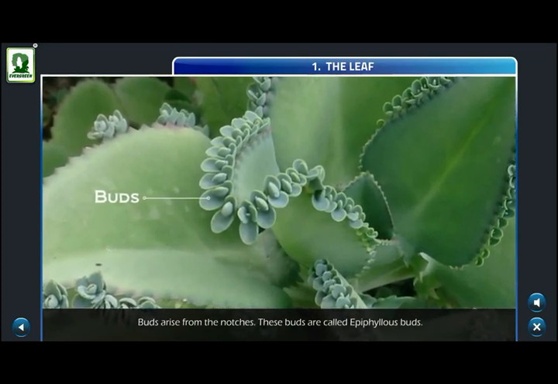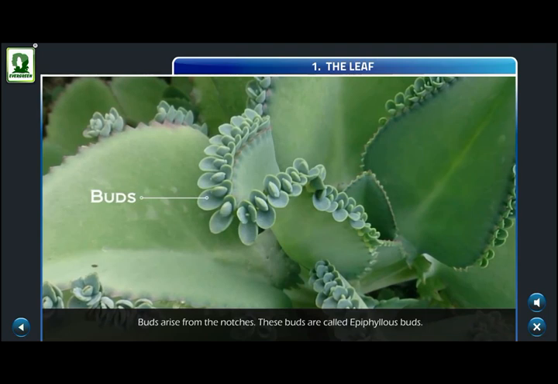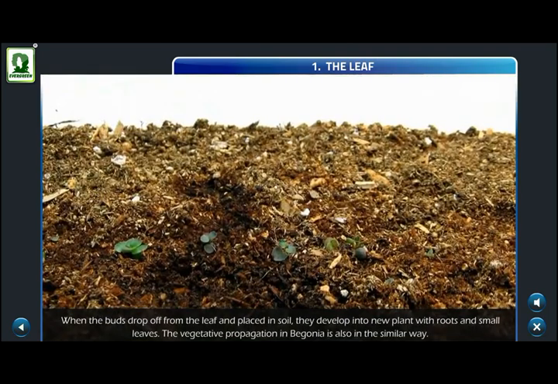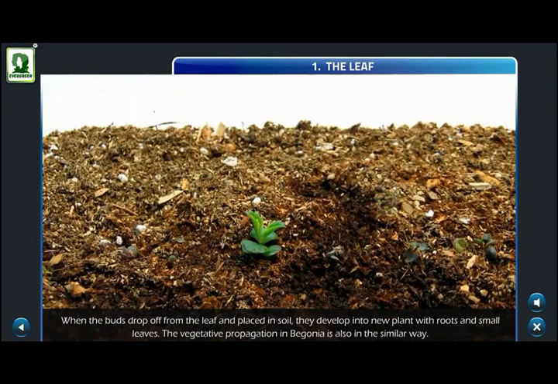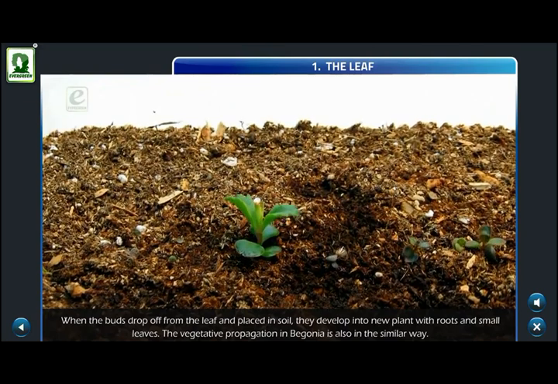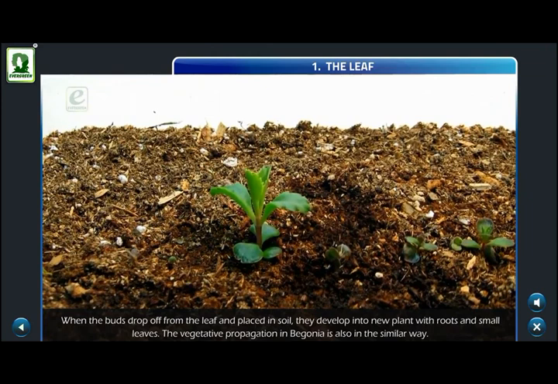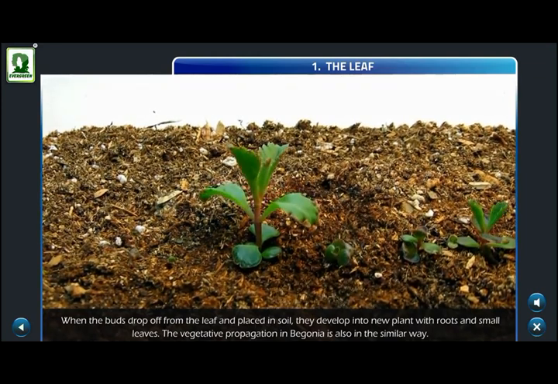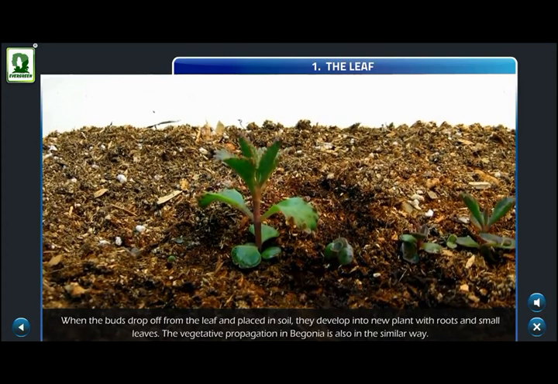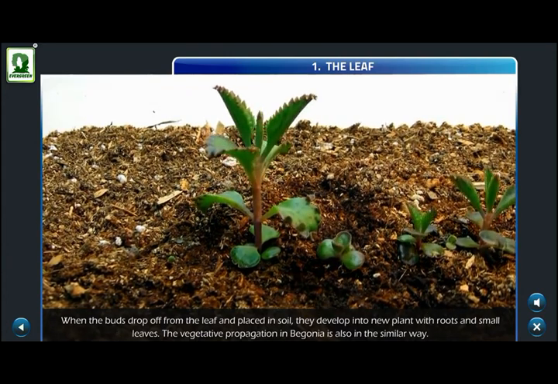These buds are called epiphyllous buds. When the buds drop off from the leaf and are placed in soil, they develop into new plant with roots and small leaves. The vegetative propagation in begonia is also in a similar way.